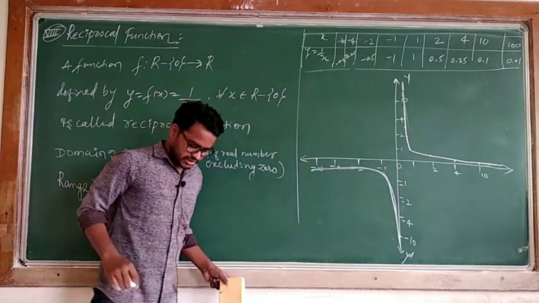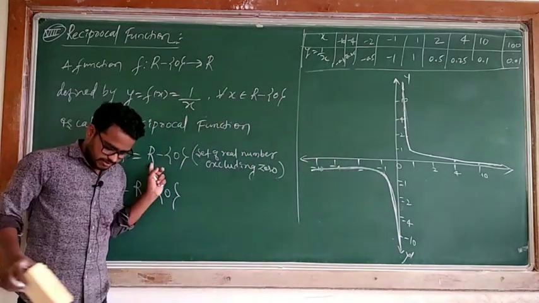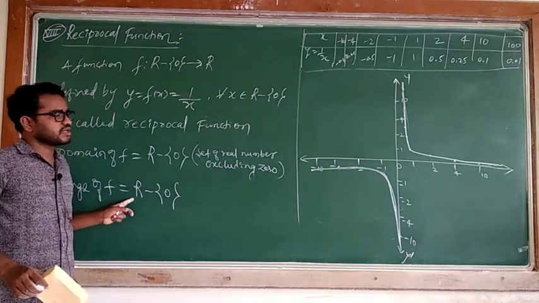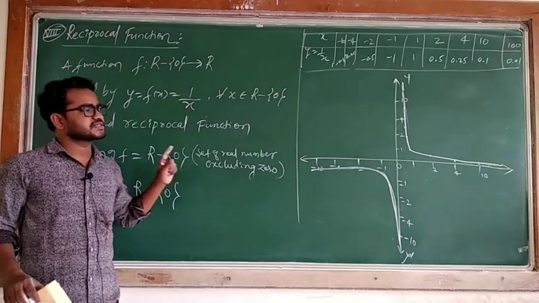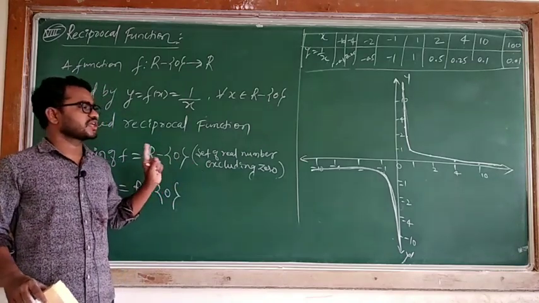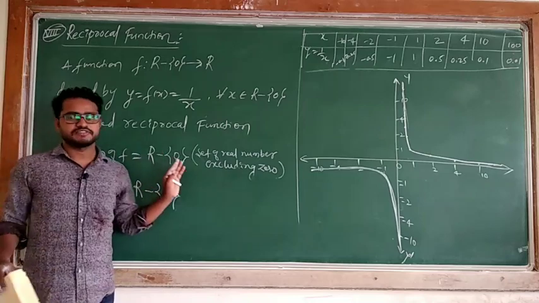So what is the domain? The domain is the set of real numbers excluding 0. The range is also excluding 0, because those two graphs are disconnected. Again I can say this is also a disconnected graph. This is not a continuous graph. So this is about graphs.